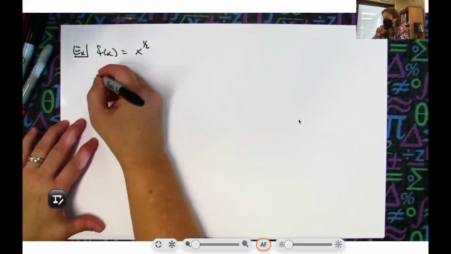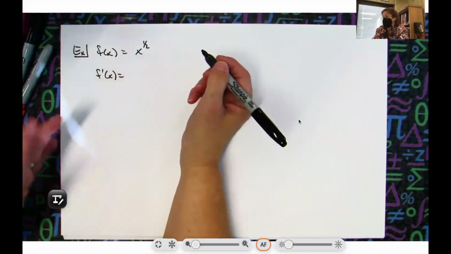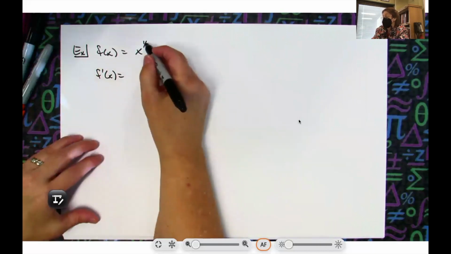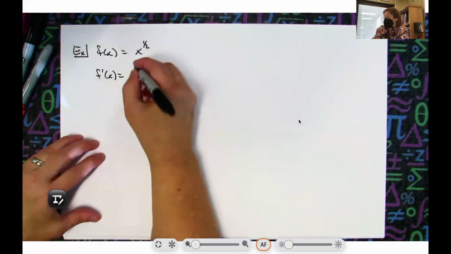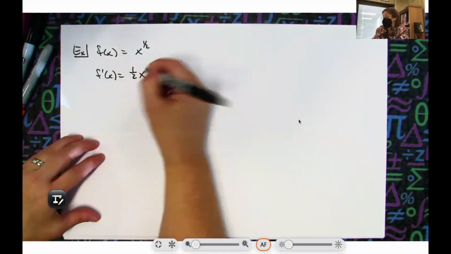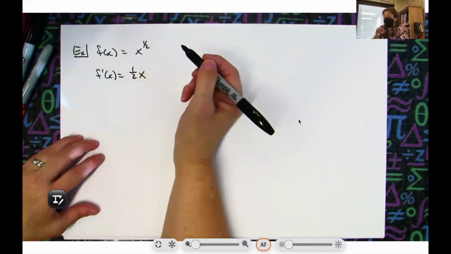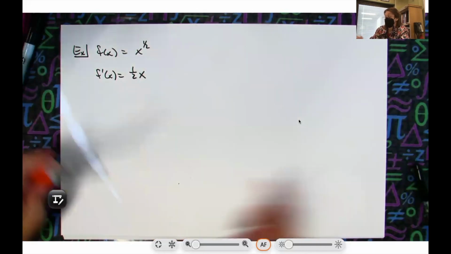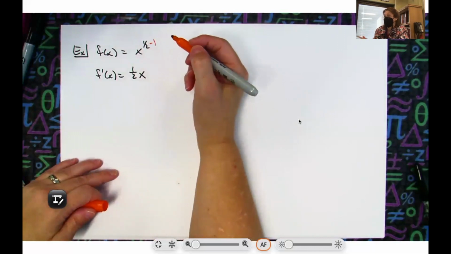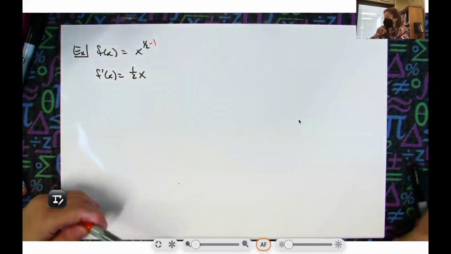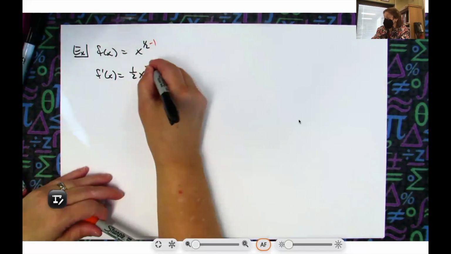On my paper, I'm definitely going to go f prime of x because that tells the person, hey, I'm taking the derivative. 1/2 times the imaginary 1 coefficient in front, 1/2 times 1 is just going to be a 1/2 here. X. Now, what's 1/2 minus 1? Do that in your head. 1/2 minus 1. Negative 1/2.